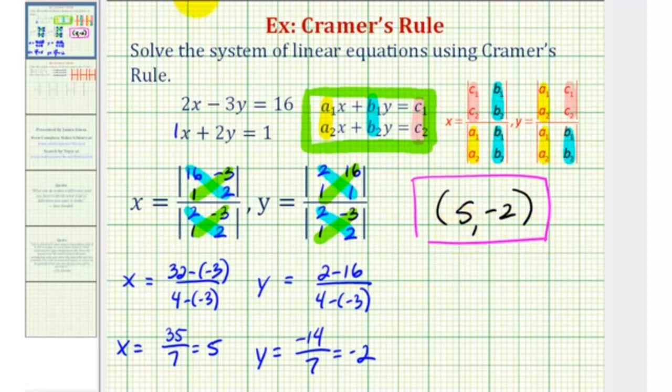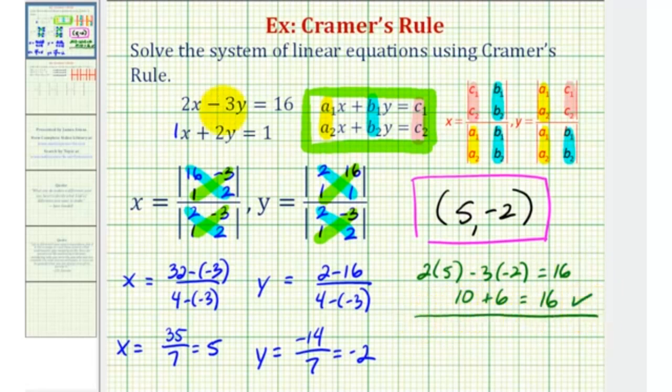Let's take a moment and check our solution by subbing the value of x and y into both linear equations. So looking at the first equation, we would have 2 times x, which is 5, minus 3 times y, which is negative 2, equals 16. Well, we'd have 10 minus 3 times negative 2 would be plus 6, which is equal to 16, so that checks. Let's also check the solution in the second equation.